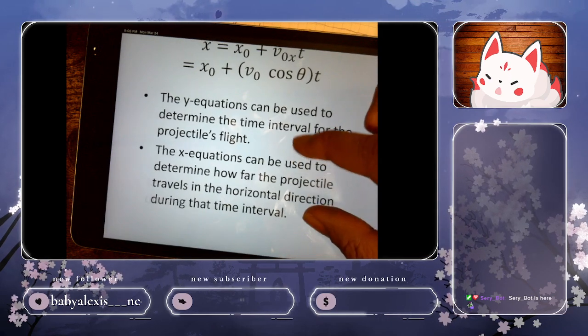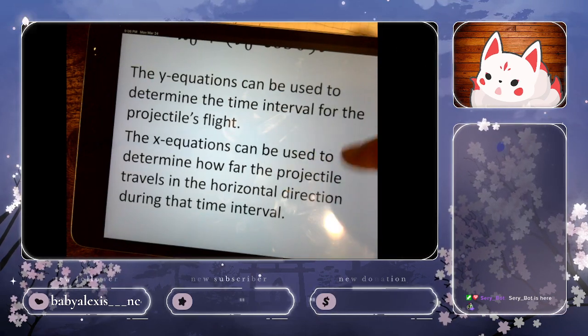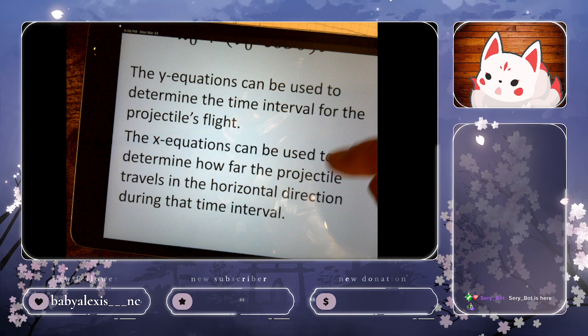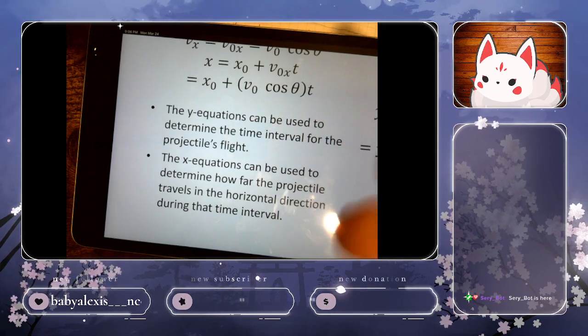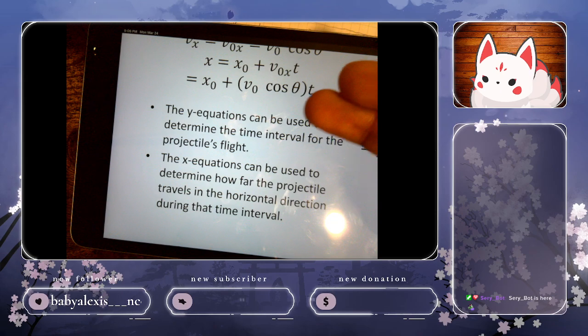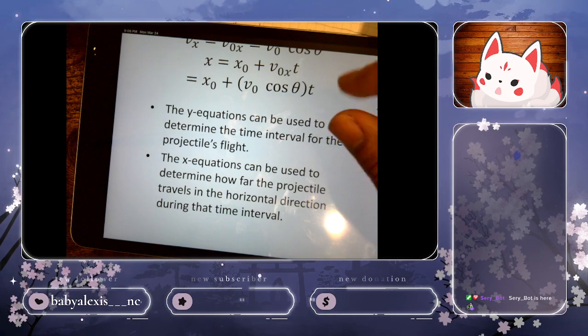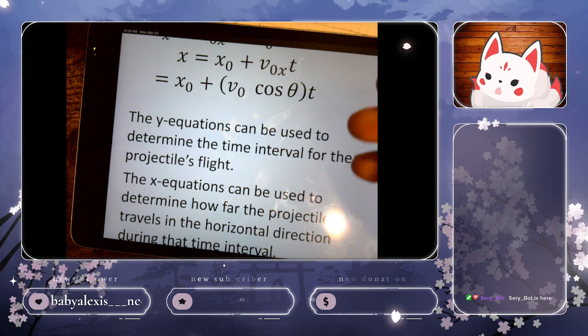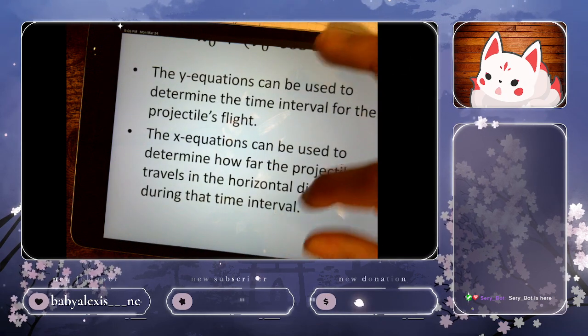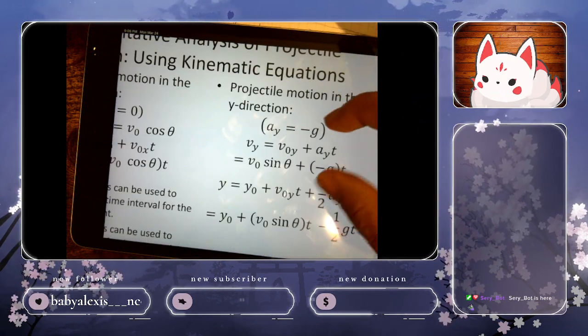Anyways, the x equations can be used to determine how far the projectile travels in the horizontal direction during the time interval. So that's kind of the steps of how you work a problem out. You have the y equation, and you can use it to get the time interval, and then using the time interval you get how far you travel. And here we have the equation.